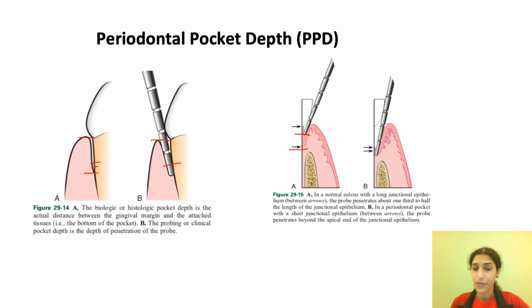Whereas in the second picture, if you can see the periodontal pocket with a short junctional epithelium, the probe penetrates beyond the apical end of the junctional epithelium also. See, so these factors depend upon the inflammation, tissue resistance and all, how much the probe is actually passing into the pocket. That is what is called probing pocket depth or clinical pocket depth.